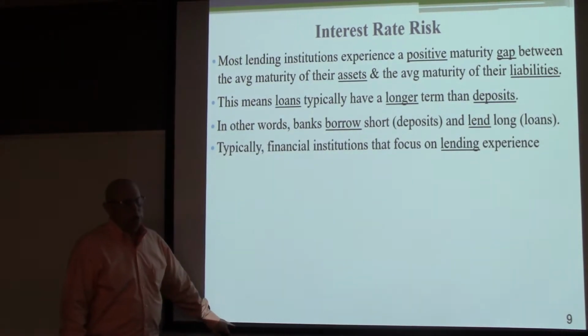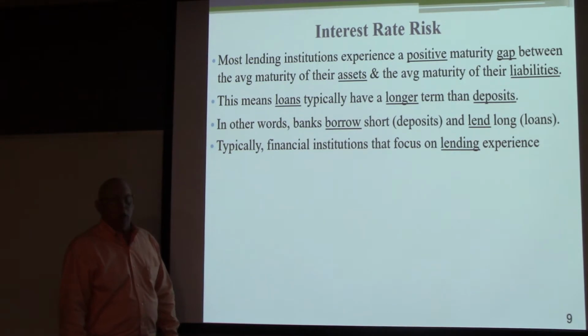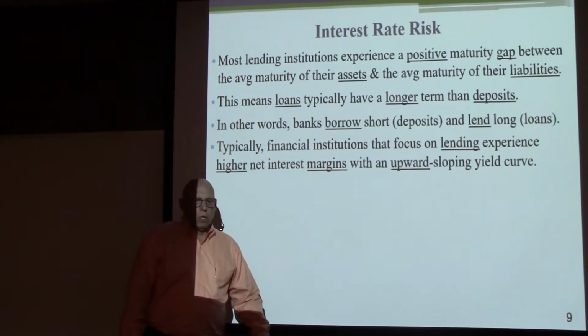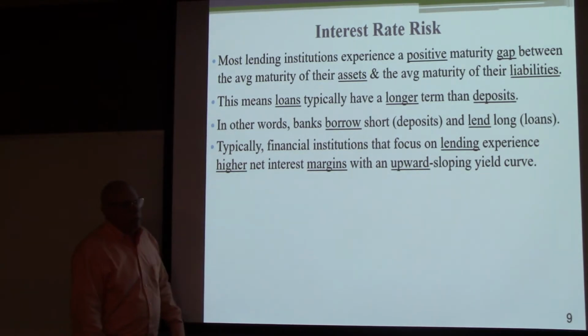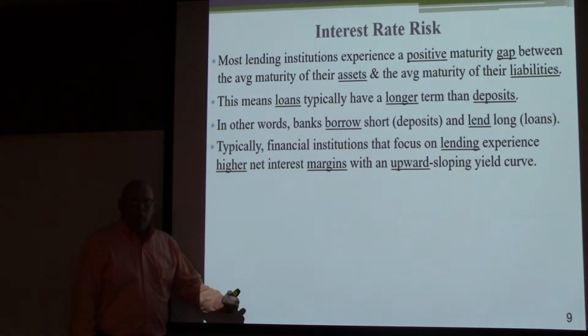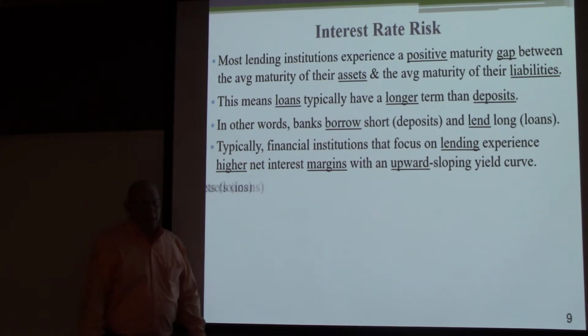Typically, financial institutions that focus on lending, i.e. banks, have higher net interest margins with an upward sloping yield curve. With a normal yield curve, okay, banks have better interest margins.